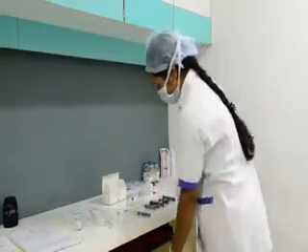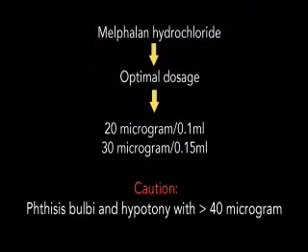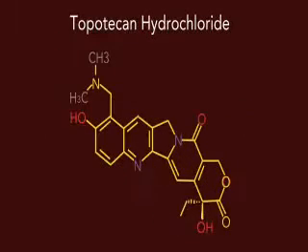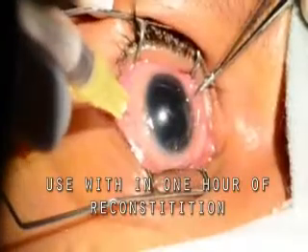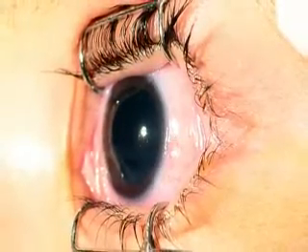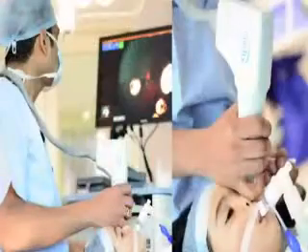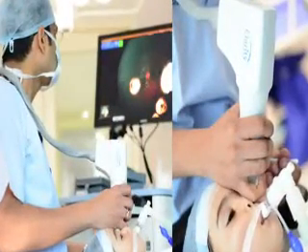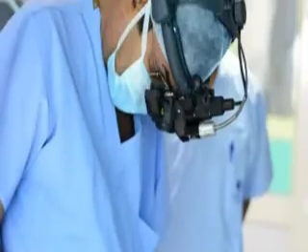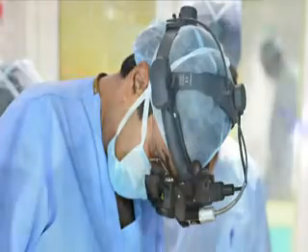After reconstitution of the drug to a dosage of 20 microgram per 0.1 ml under sterile precautions, the tuberculin syringe is transferred to the surgical field. Melphalan has a very short half-life and it is recommended to use it within 1 hour of reconstitution. The eye to be injected is confirmed prior to the injection. The fundus appearance is documented with wide-angle imaging and the exact location of the injection confirmed by a careful indirect ophthalmoscopy.